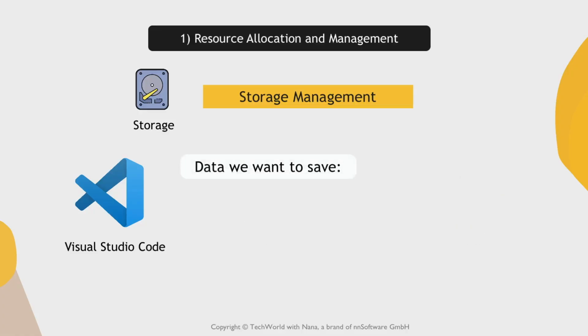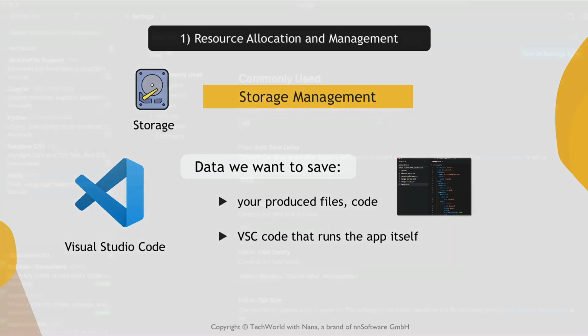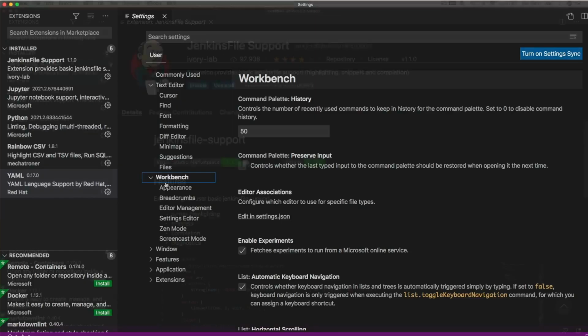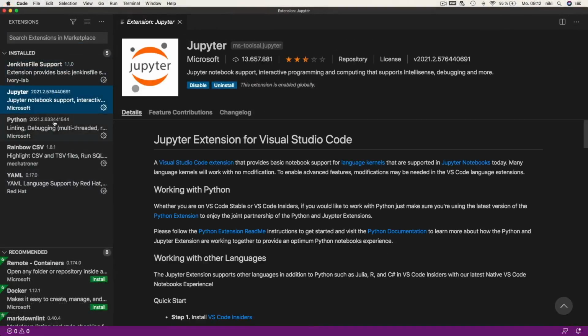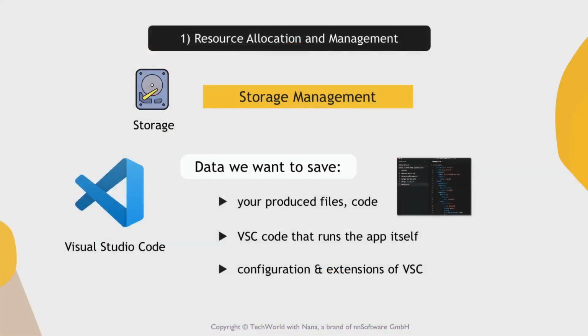But apart from the application that you're writing and the files that you created in Visual Studio Code, the application itself has some files that need storing, right? For example, the code itself to run the application. Then you have configuration of Visual Studio, right? Maybe you configured certain plugins or themes, extensions, etc. So these are all data that need to be persisted and stored long term.